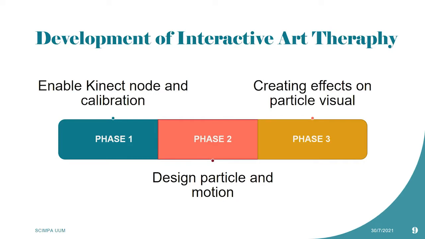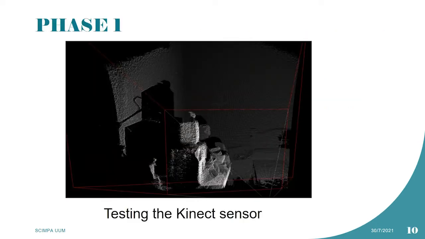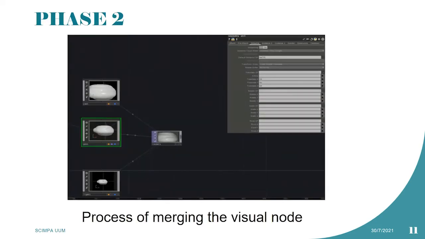So when the particle and motion are set, the effect for the particles needs to be added in the final phase in order to create the visual effect for art therapy. This is the picture of phase 1, whereby the Kinect sensor is tested in order to calibrate it with the nodes. And this is phase 2, whereby the visual nodes are merged inside TouchDesigner.